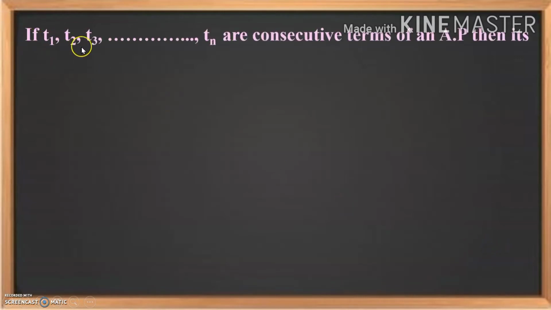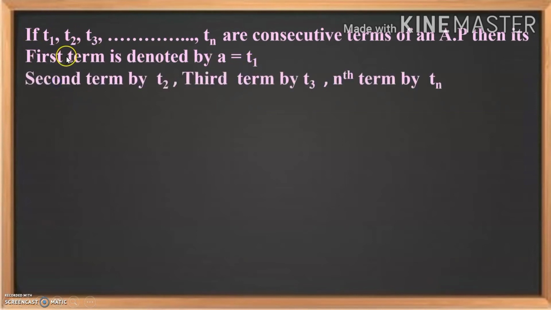So if I take T1, T2, T3, and so on up to Tn, as consecutive terms of an AP, then its first term is denoted by A, which is equal to T1. So this is your A, which is denoted by T1. The second term is denoted by T2, the third term is T3 and the nth term is Tn. Now when I have stopped at Tn, that means this particular AP contains n terms. Suppose I write a sequence T1, T2, T3 up to T5, that means that AP contains only 5 terms.